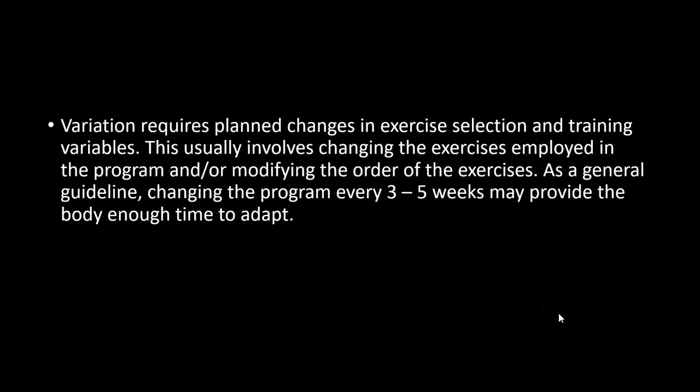Variation requires planned changes in exercise selection and training variables. This usually involves changing the exercises employed in the program and/or modifying the order of the exercises. As a general guideline, changing the program every 3 to 5 weeks may provide the body enough time to adapt. And that might even be a bit much. So maybe you do the same exercise for, I don't know, up to 6 weeks, and then swap it out.